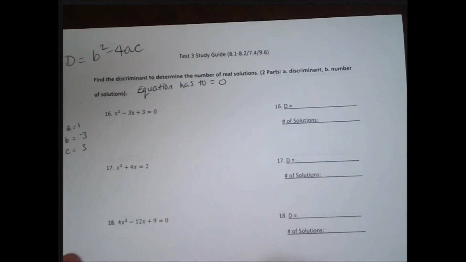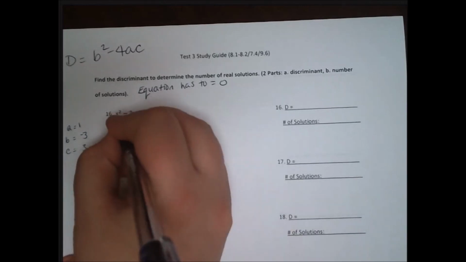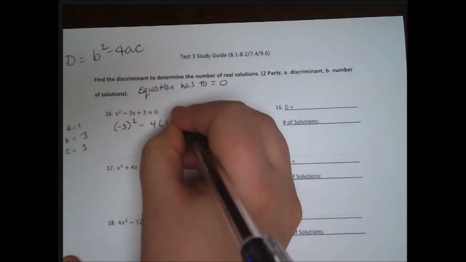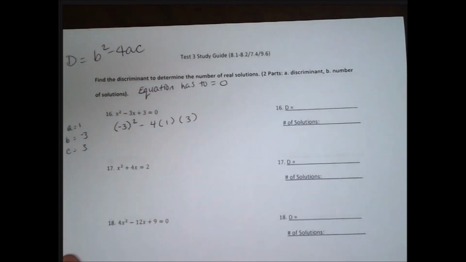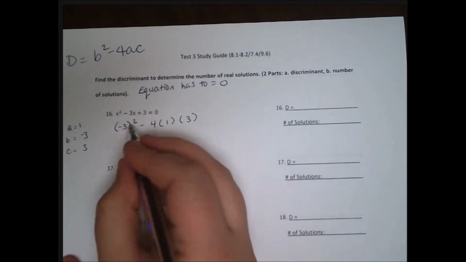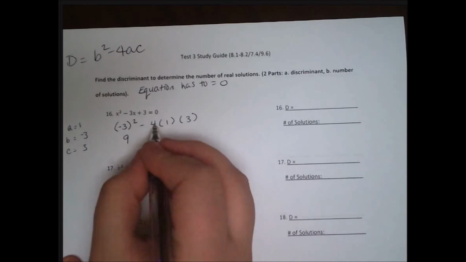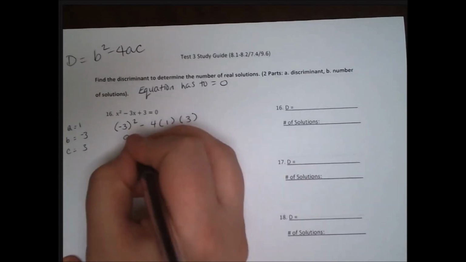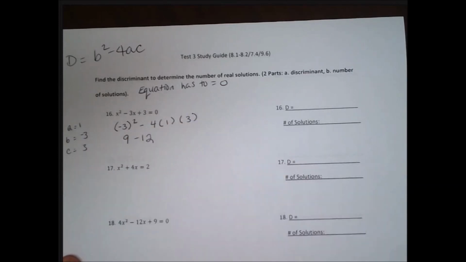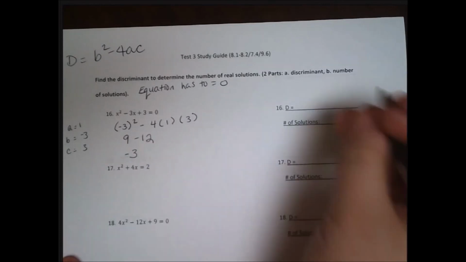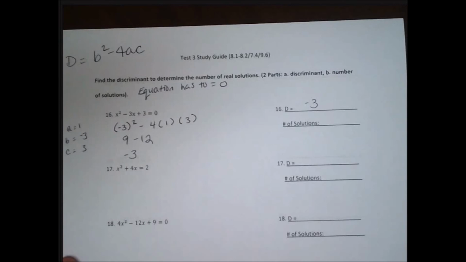So all we're doing is finding b squared minus 4ac. So negative 3 squared is positive 9. Negative 4 times 1 times 3 is negative 12. And then 9 minus 12 is negative 3. So that's my value of the discriminant.